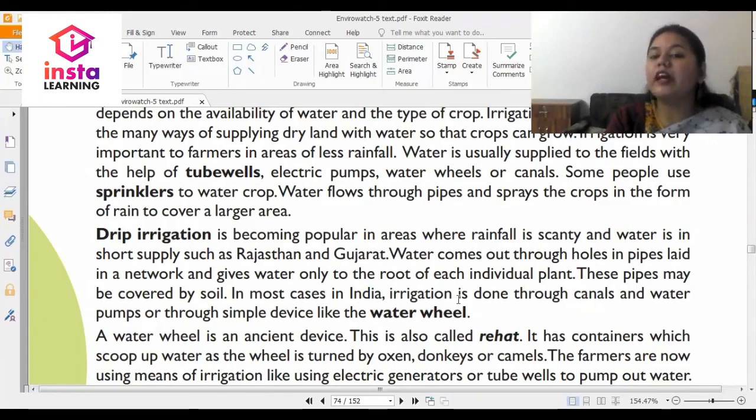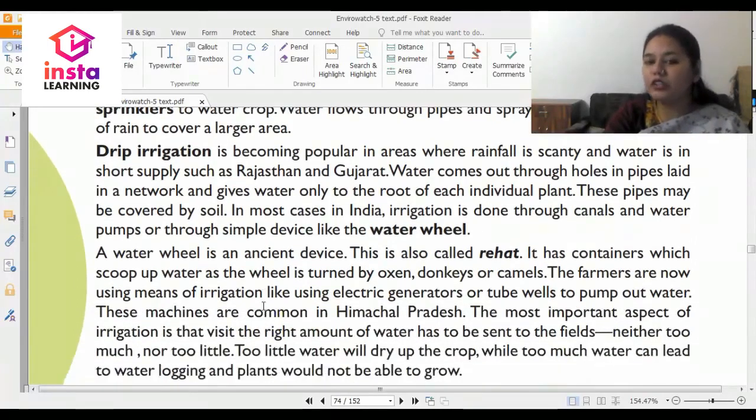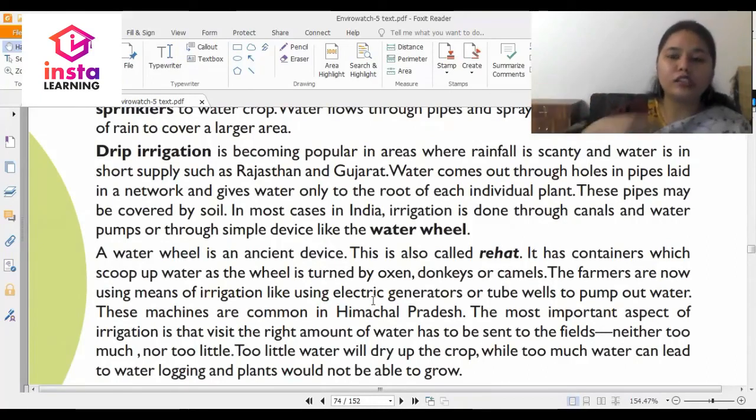In most cases in India, irrigation is done through canals and water pumps or through a simple device like the water wheel. It is an ancient device, also called rahat. It has containers which scoop up water as the wheel is turned by oxen. So the moment the ox moves, the wheel turns and the water is poured on the plants. It could be an ox, a donkey, or a camel which would be moving, and with its movement the water is poured in the fields. The farmers are now using means of irrigation like electric generators or tube wells to pump out water.